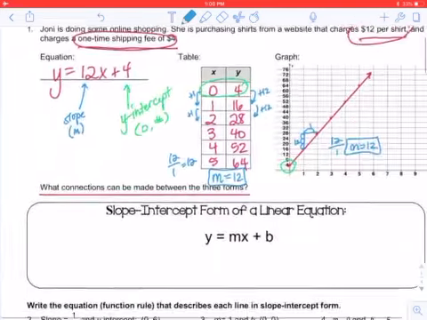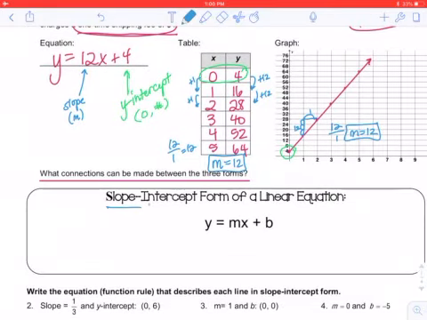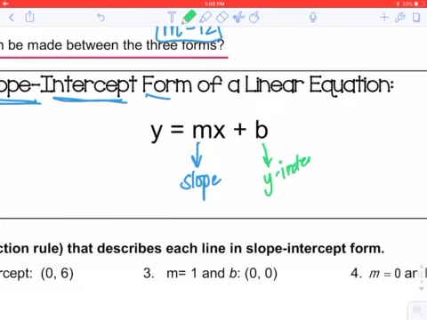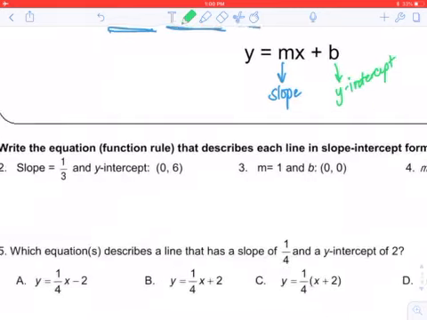What we have just seen is that that equation is written in slope-intercept form, which is called that because it has a slope and it has the y-intercept, okay? It always looks like y equals mx plus b, where m is the slope and b is the y-intercept. That is slope-intercept form, okay? So let's just practice a little bit.